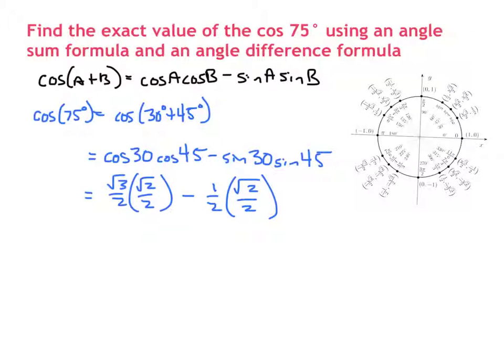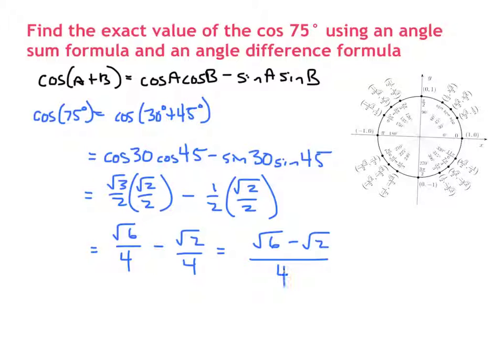Alright, to multiply fractions, we multiply the numerators, multiply the denominators. So this is the square root of 6 over 4 minus the square root of 2 over 4. They have a common denominator, so I combine the numerators: the square root of 6 minus the square root of 2, all over 4.